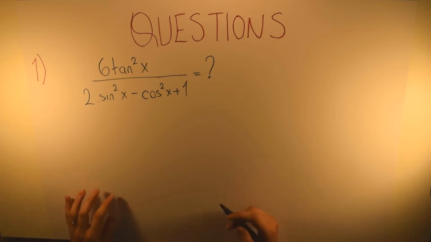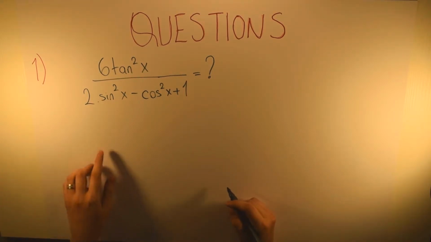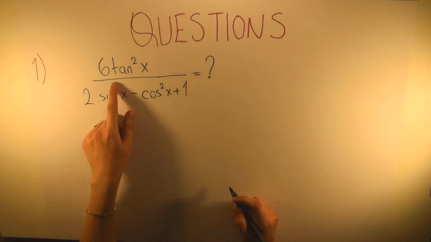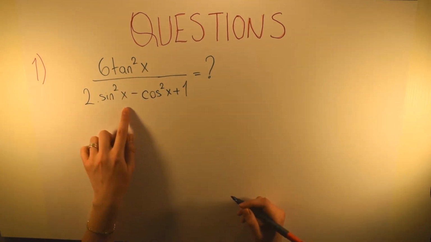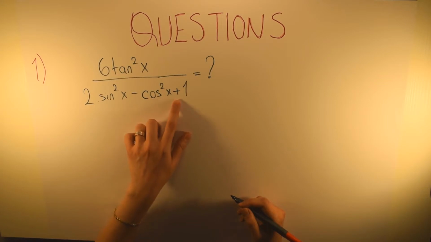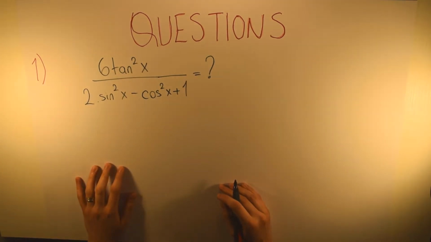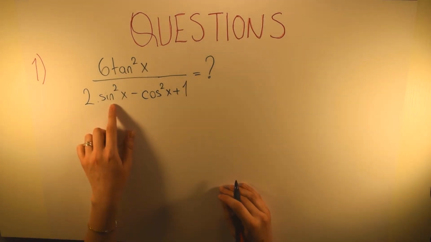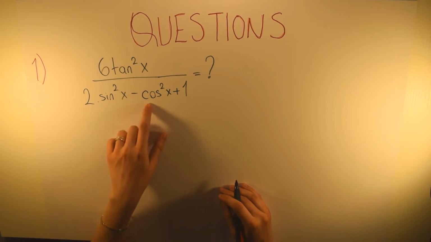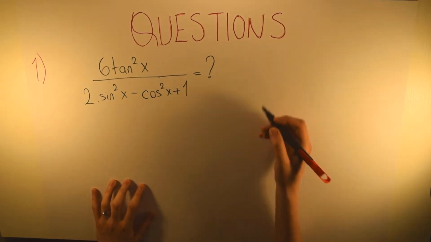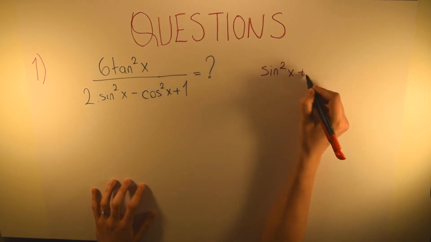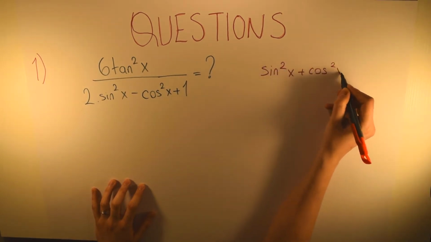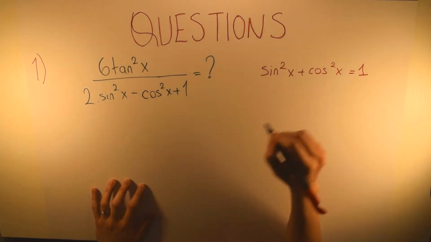Let's begin our 10 questions part. For our first question: 6 tan square x over 2 times sine square x minus cosine square x plus 1. In this kind of question, as you can see, we have sine square x and cosine square x, right? We know that sine square x plus cosine square x is equal to 1.